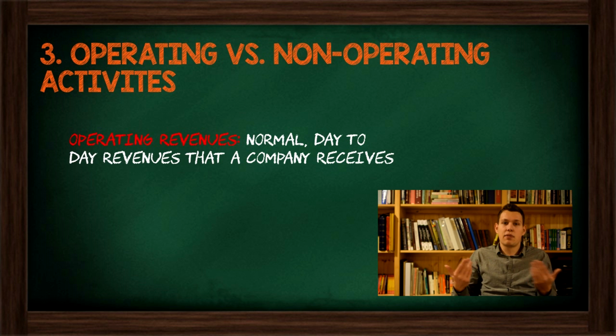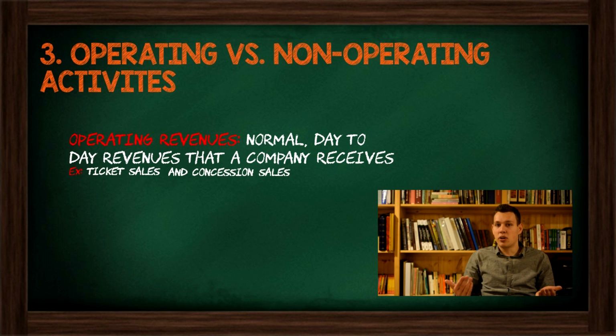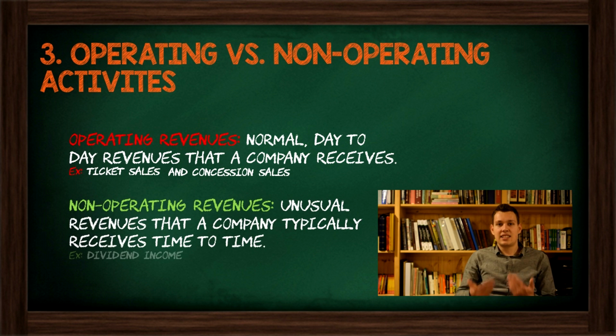So let's first look at operating revenues. What is an operating revenue? As we know, any type of income that happens day to day for the company. So like I just mentioned with the movie theater, ticket sales, right? Or even concession stand sales. They sell popcorn every day, right? And it makes sense for a movie theater to do that. So it's an operating revenue. A non-operating revenue is, the movie theater gets dividends. They don't get dividends every day, and it doesn't make sense for them to get dividends. So when they receive them, it's a non-operating activity.